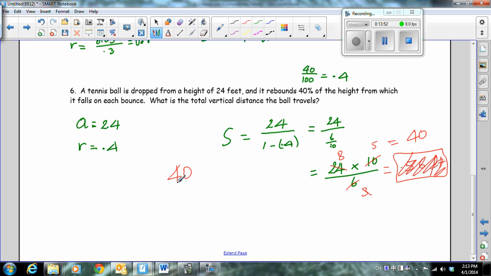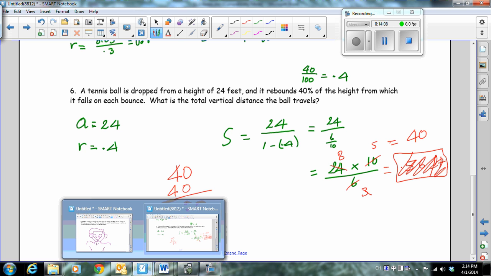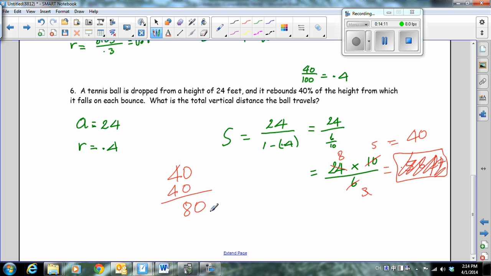40 is the distance, the sum. But you've got to keep in mind, the tennis ball is traveling up and down. So as it goes up, it will travel 40. Down, it will travel another 40. So it will travel 40 total each way. That will give you a total of 40 plus 40, which is 80. Now, remember, we're looking for the total vertical distance the ball travels. That's important. The fact that it started at 24 feet up doesn't tell us that it traveled 24 feet originally. So let's go ahead and take away the 24 feet of the original distance to get the final answer of 56 feet.